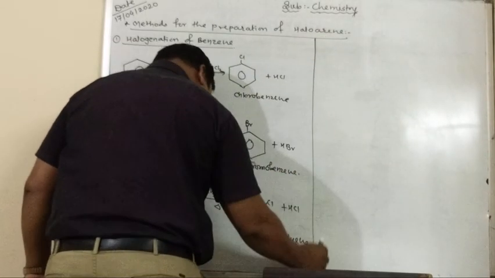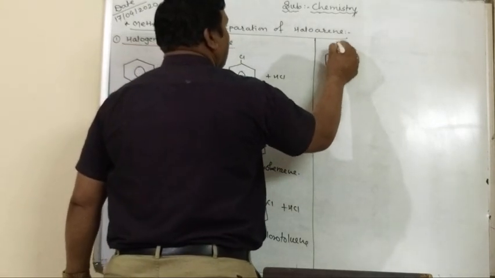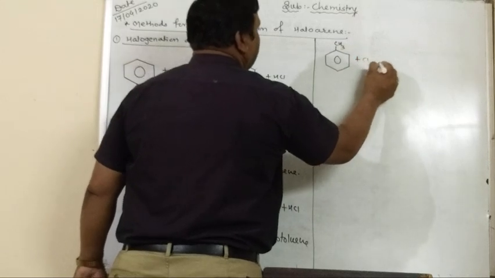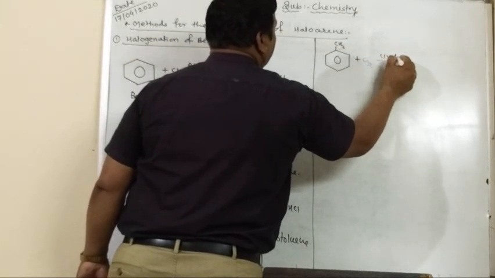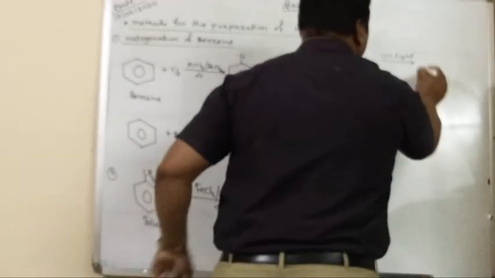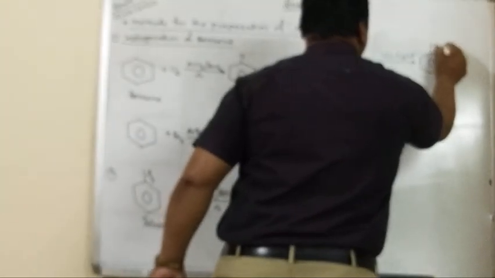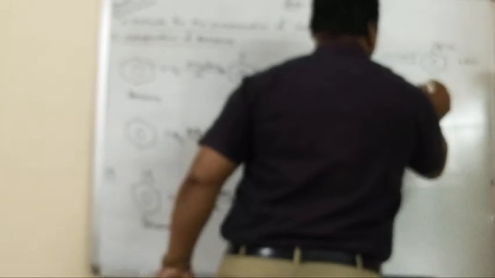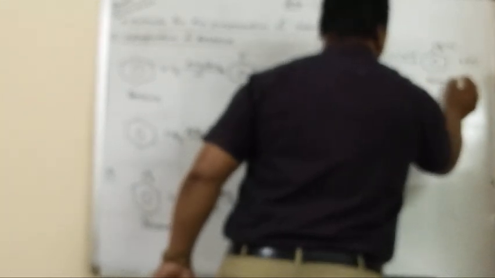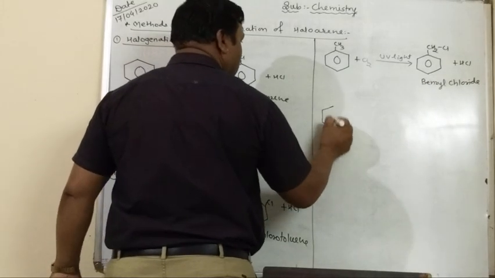Suppose when this toluene reacts with chlorine, but the condition will be different, in presence of UV light. So it does not form nuclear derivative, it will form the side chain derivative, that is CH2Cl and removal of HCl. It is named as benzyl chloride.